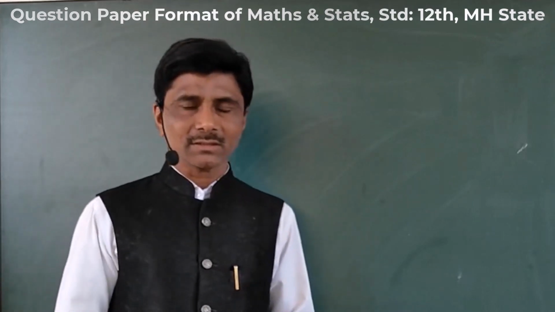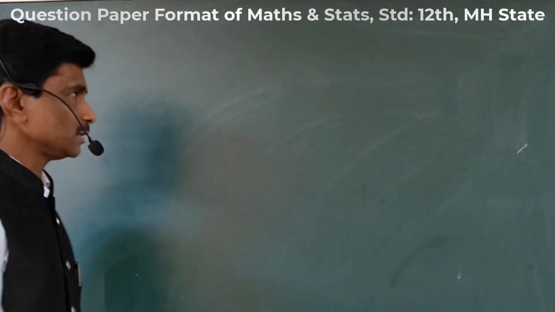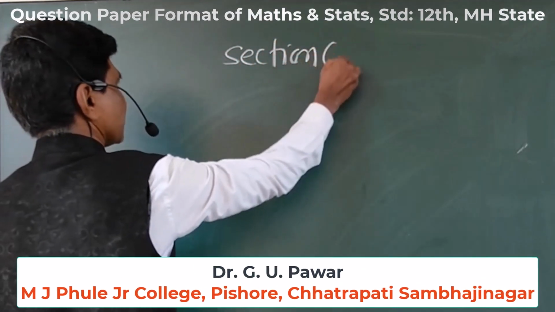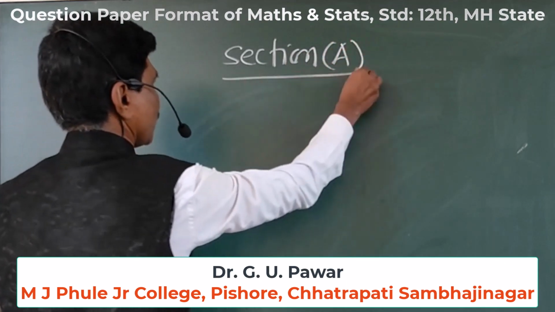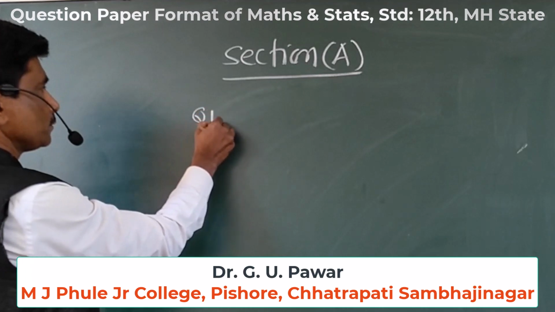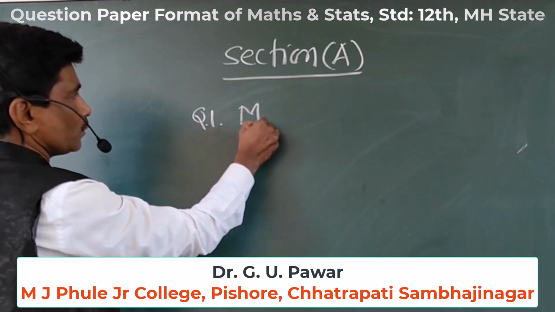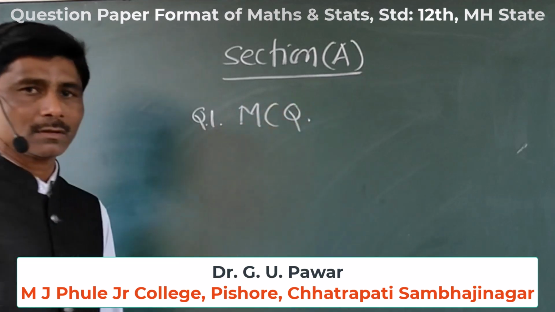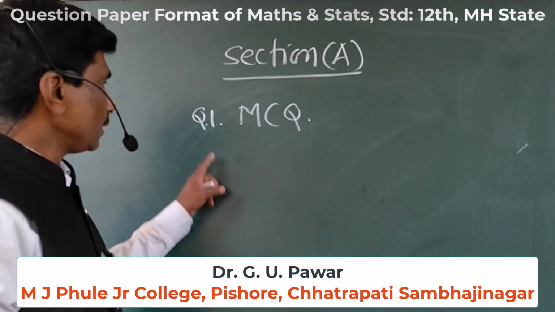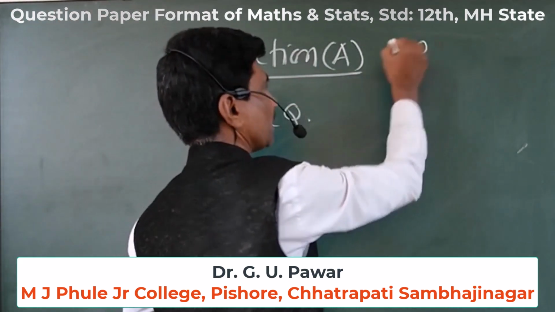Now we discuss here section A first. See the section A. Now this section A has two questions. Question number 1, that is of the MCQ type. Now what is meant by the MCQ question? Multiple choice question. This section, total section A, is for 20 marks.